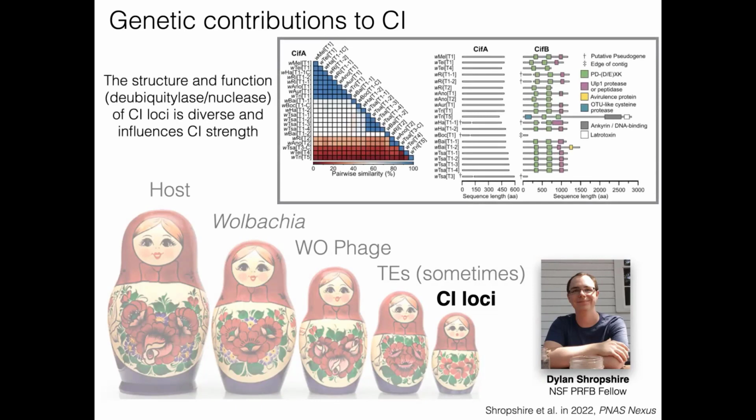We originally thought, or at least it seemed like, that you had these different types, type 1s and type 4s, that are deubiquitylases or nucleases. As you learned last week, it's more complex than that, where they can have multiple functions. Dylan is looking across many different cifs to try and characterize the variation that we observe. And you can see that there are cifs that are very closely related, that are very divergent, that have similar or different structure. And all of these things can contribute to CI strength variation. If you're interested in this, stay tuned for more from Dylan as he starts his own lab.